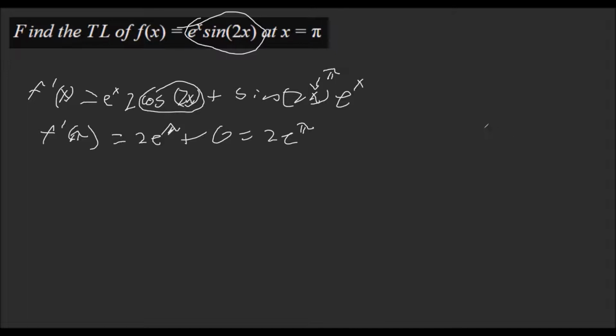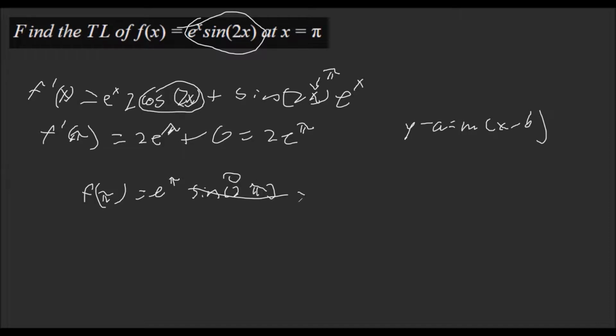So if I were to write the template of the standard formula, we'd end up with y minus a equals m times x minus b. Now we have b, it's pi. We have m, it's 2 times e to the power of pi. We just need to find a, which is the y coordinate at point x equals pi. So we'll plug that into our equation. We'll say that f of pi is equal to e to the power of pi times sine of 2 pi. Now, as I said earlier, sine 2 pi is 0, so we end up with e to the power of pi times 0, which is 0. So we have our point. It's x equals pi, y equals 0, and we have our slope.